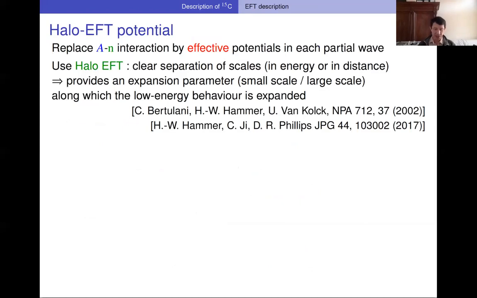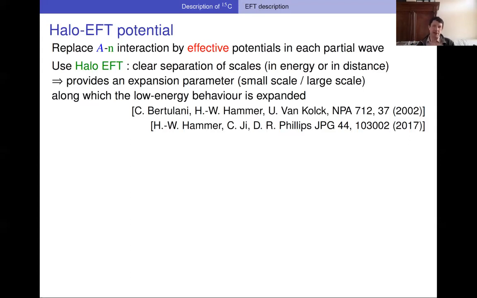So what we use here is we replace that usual Wood-Saxon by an effective potential. We base this on the fact that in Halo EFT, you have a clear separation of scales between a small scale and a large scale. And you can see that in both energy and distance. In energy, you have a tightly bound core to which you add a loosely bound neutron. So the binding energy of the valence neutron is very small compared to the excitation energy of the core. So you can basically neglect the high energy part of the mechanism.